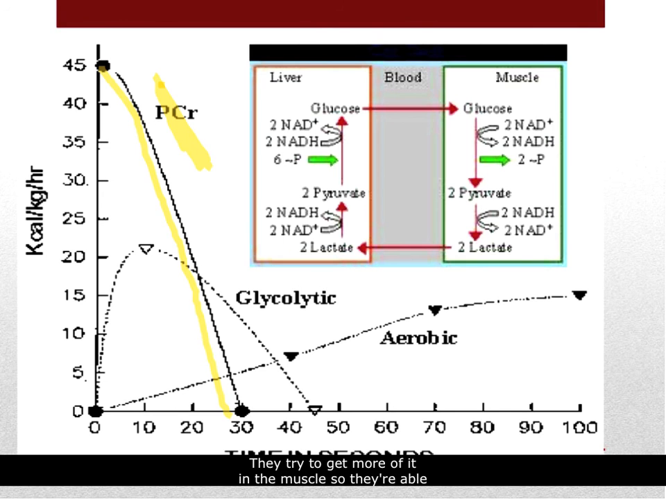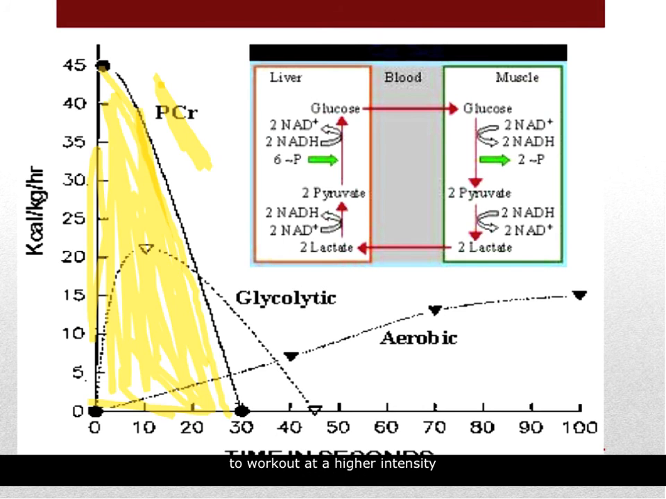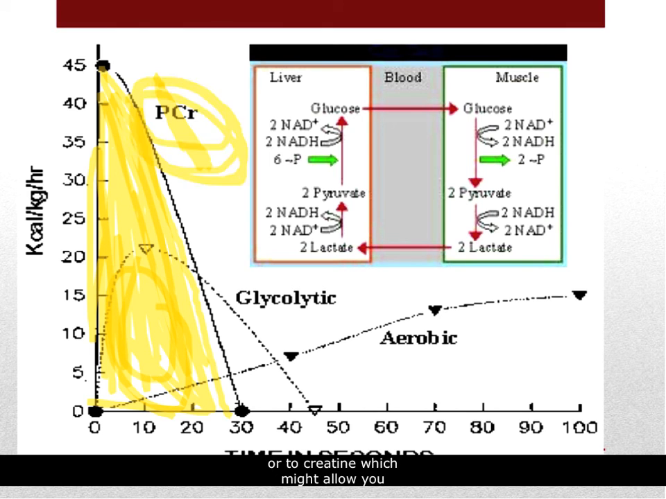They try to get more of it in the muscle so they're able to work out at a higher intensity without getting fatigued as fast. So 2 big principles for bodybuilding are to make sure you've got glycogen stored up and plenty of phosphocreatine in the muscle. People also take glycine and arginine because they're precursors to creatine, which might allow you to have more phosphorylated creatine in the muscle. I've got some other mineral compounds on here, boron, chromium, vitamins, and I think that is enough.